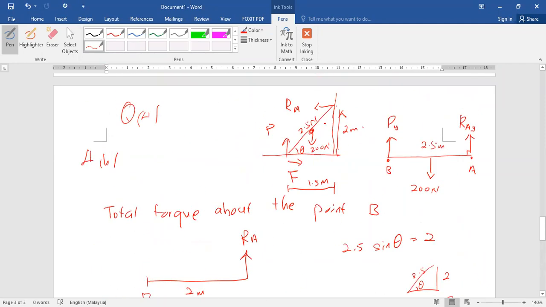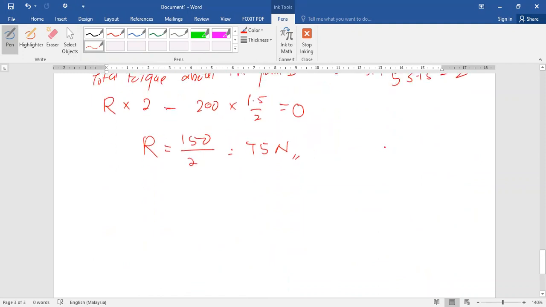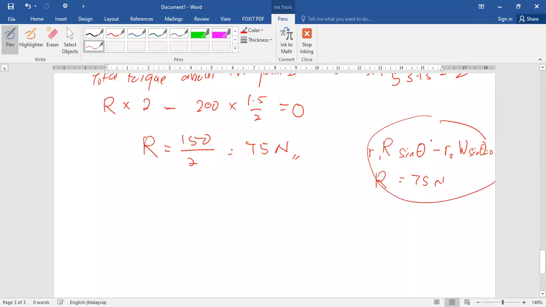Or this one, if you find out the angle. Once you get the angle, you use R sin delta, R cos delta. That means it will be equal. If you use R1 F sin delta minus R2, that means W sin delta equals 0. At the end, you get that the R is still equal to 75 Newton. So here sin delta and everything we already converted into 2 meter and 1.5 meter. So given the information, we straight use it.